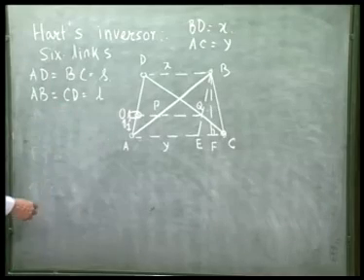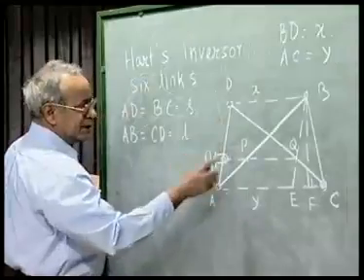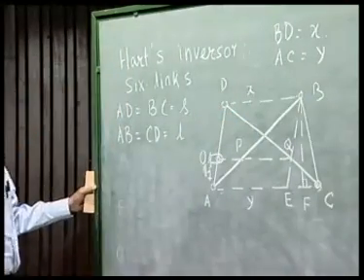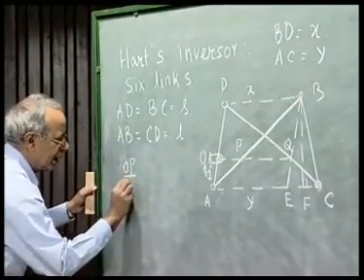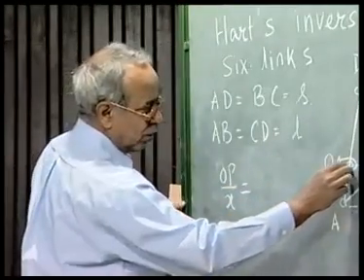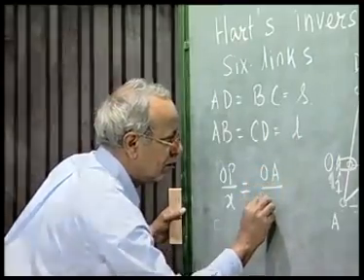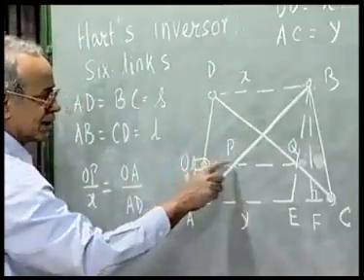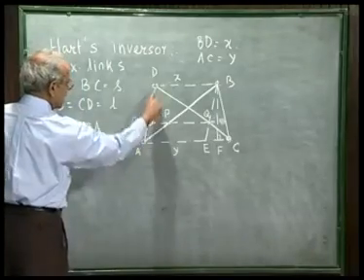So, in this figure, let us see that APO and ABD, these two triangles will be similar because this line OP will always remain parallel to BD. So, what we can write is OP by X is the same as OA by AD. So, considering these two similar triangles, namely OAP and ABD, because this line is parallel to this line, I can easily write OP by X is OA by AD.